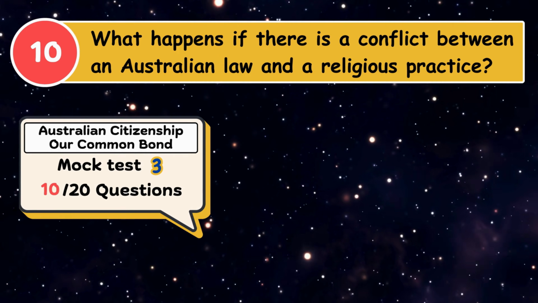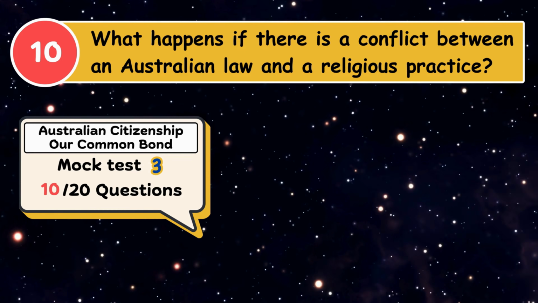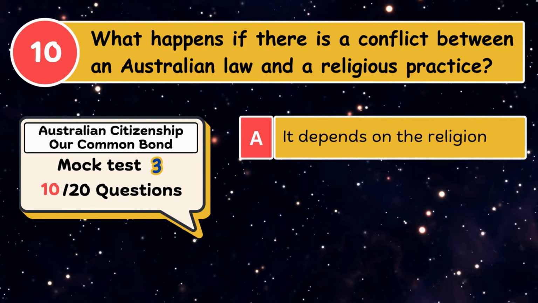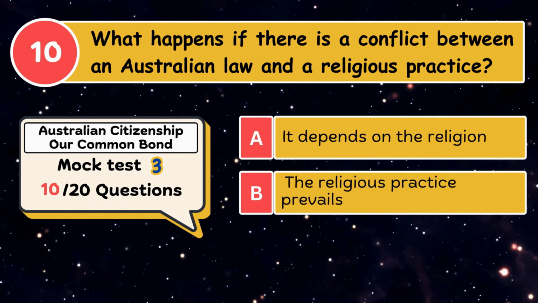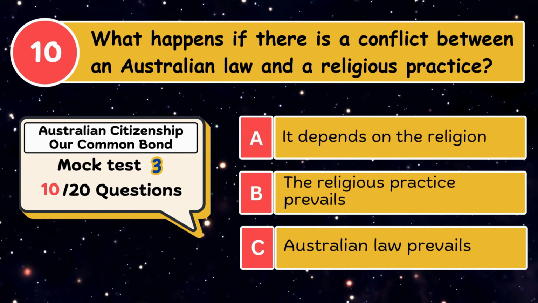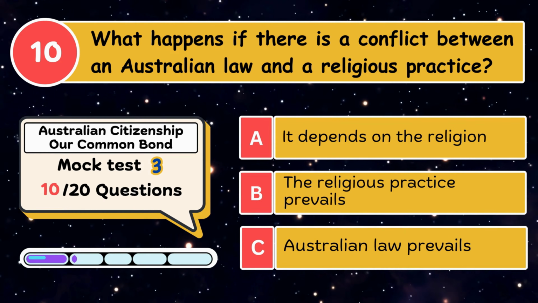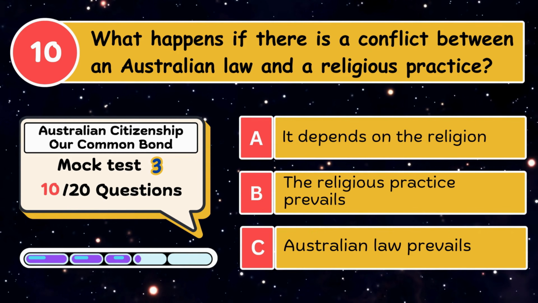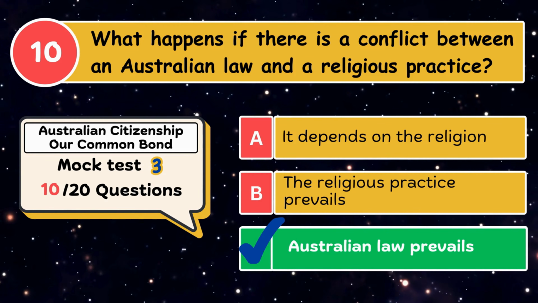What happens if there is a conflict between an Australian law and a religious practice? A. It depends on the religion. B. The religious practice prevails. C. Australian law prevails. The correct answer is Australian law prevails.